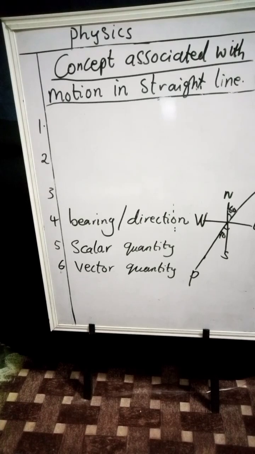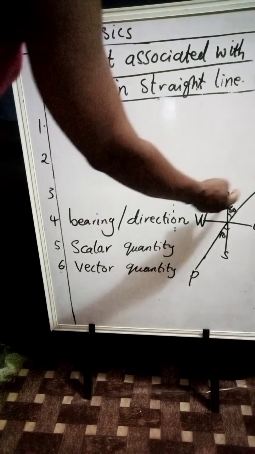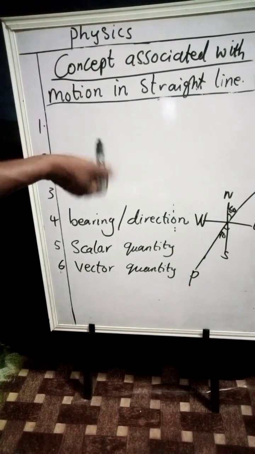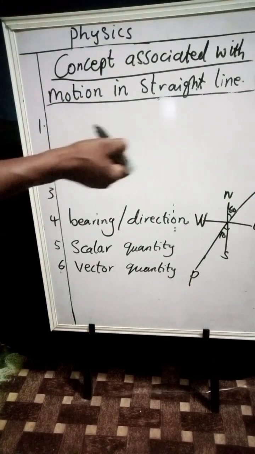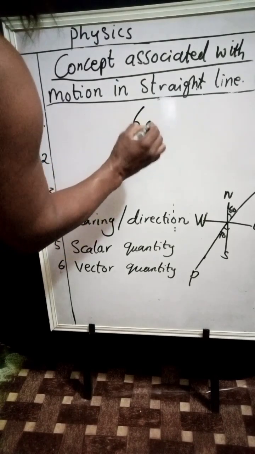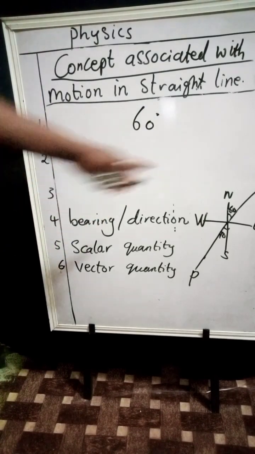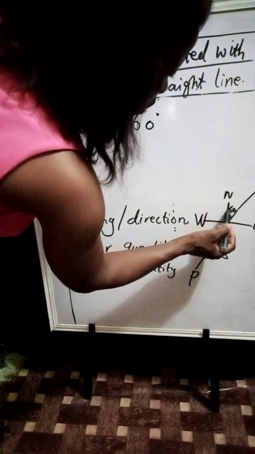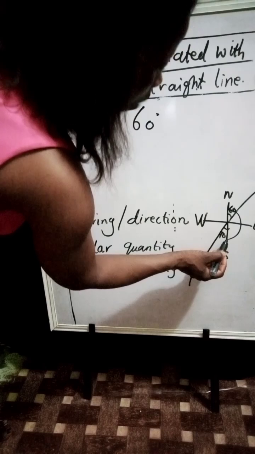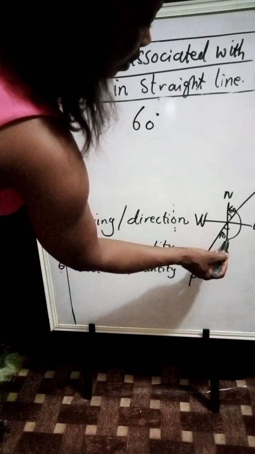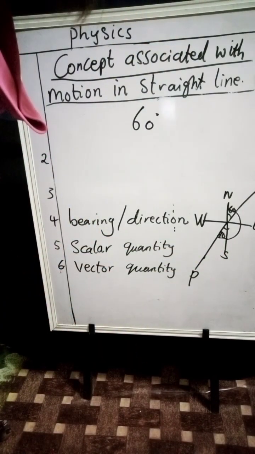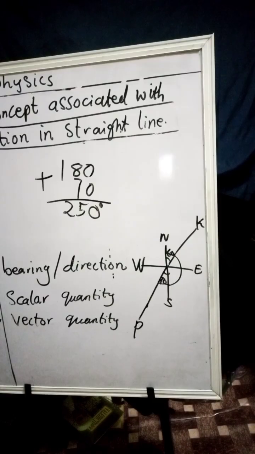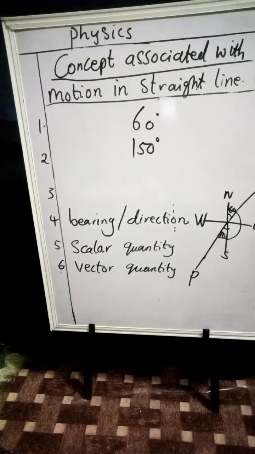In other words, using the clockwise direction, one can just say that K is at the bearing of 60 degrees. The bearing of K is 60 degrees. And in that case, the bearing of P will be what? From here, we are moving clockwise. From here to here is 180 degrees. Then you add this 70 degrees to it. That will give 180 plus 70. That is 250 degrees.